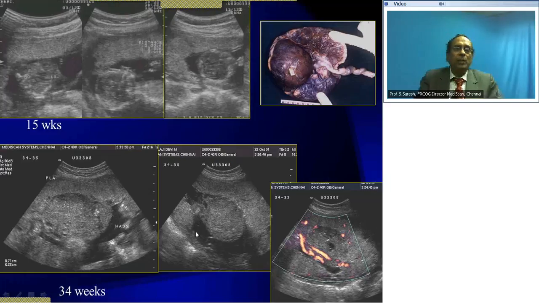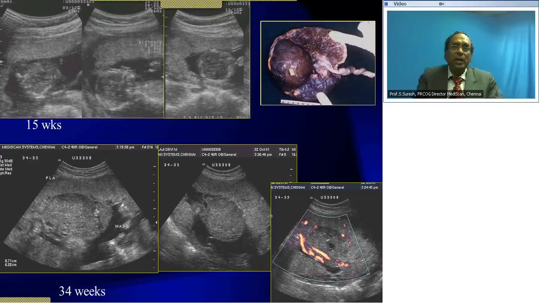So the effect of chorioangioma on the baby would entirely depend on the amount of AV malformation or the net blood flow which happens within the chorioangioma. So some of these chorioangiomas can become avascular as you go with them. So a close monitoring is what would be required in these cases.